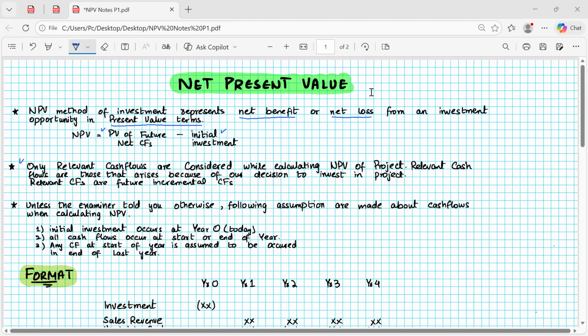Okay. So that is the concept of relevant cash flow. Is this clear to you? Relevant cash flow concept. Well, we already did that in the previous class and in management accounting as well. So that's your relevant cash flow.